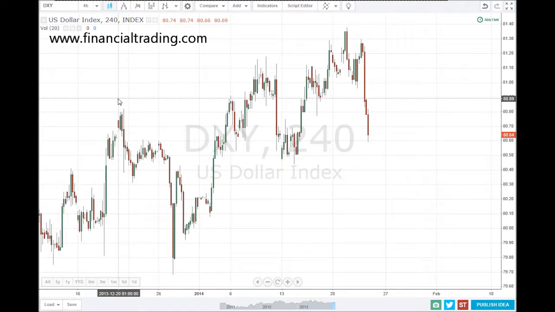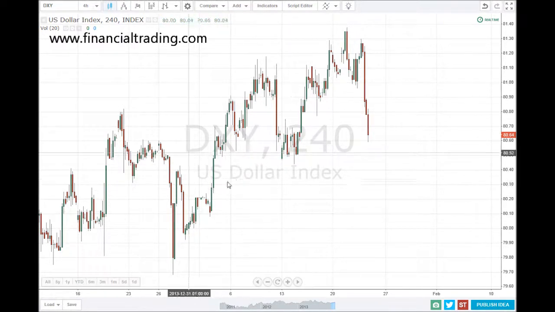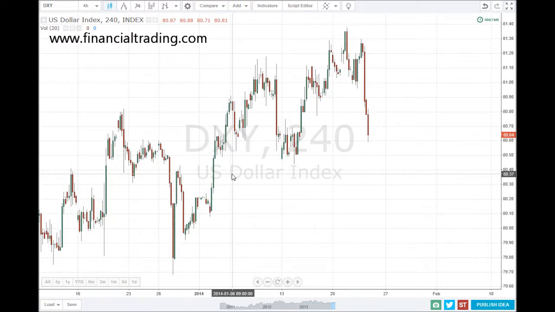Well, just as we have indexes or indices for stocks and shares like the Dow Jones index, the FTSE 100 index, there's an index for the US dollar, which consists of 6 foreign currencies: the euro, the yen, the pound, the Canadian dollar, the krona, and the Swiss franc. So there are 6 components or currencies that make up this index, and this index is geometrically weighted.